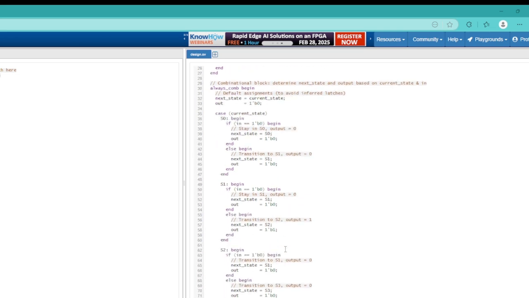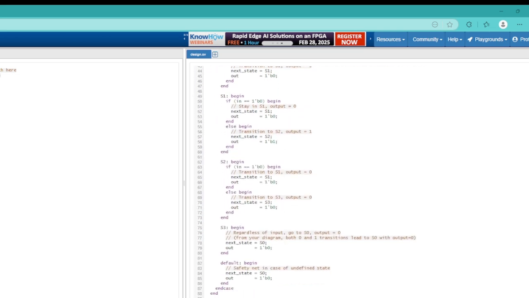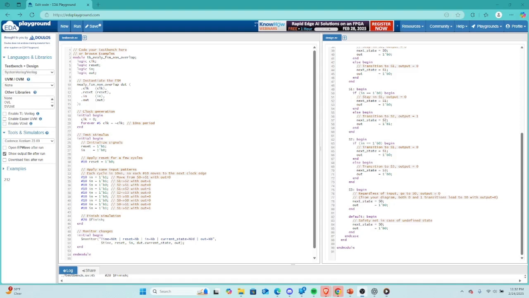Let's see the test bench. Here is the test bench. In simple words, it generates a clock signal with a period of 10 nanoseconds. Drives reset high initially, then deasserts it, allowing the FSM to start operating. Applies various in values to exercise different transitions in the state diagram. Uses $monitor to print the time, reset, input, current state, and output whenever a signal changes. As you can see in the run area.